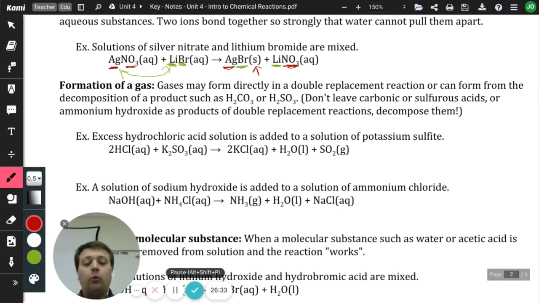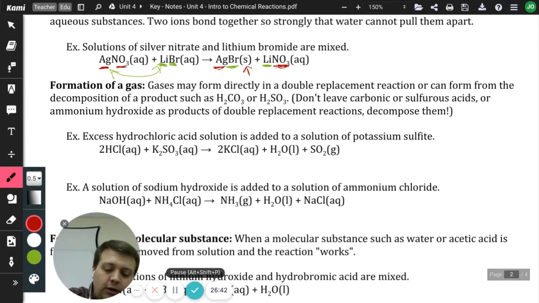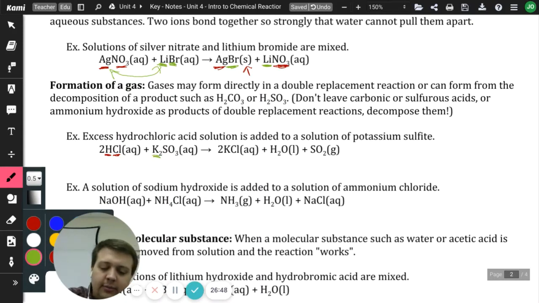So what do I mean by that? I took excess hydrochloric acid and put it into a solution of potassium sulfite. When we swap partners, hydrogen is bonded with chlorine, potassium is bonded with sulfite. And normally you would say, okay, I'm going to produce H2SO3, right? No, you've got to remember that if I produce that H2SO3, that sulfurous acid, it's going to decompose further into water and sulfur dioxide.